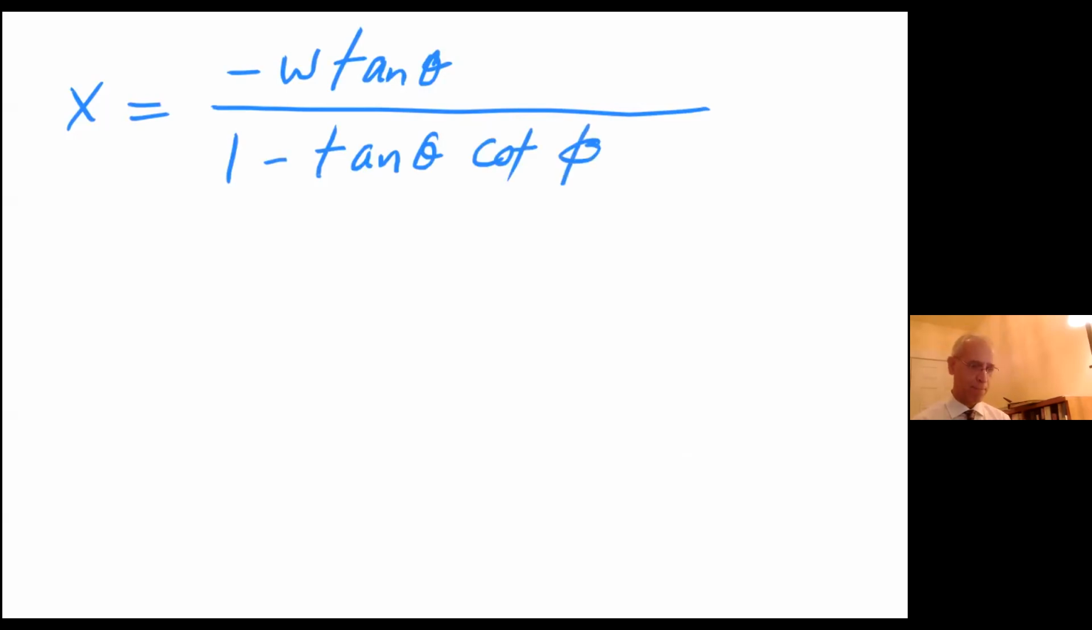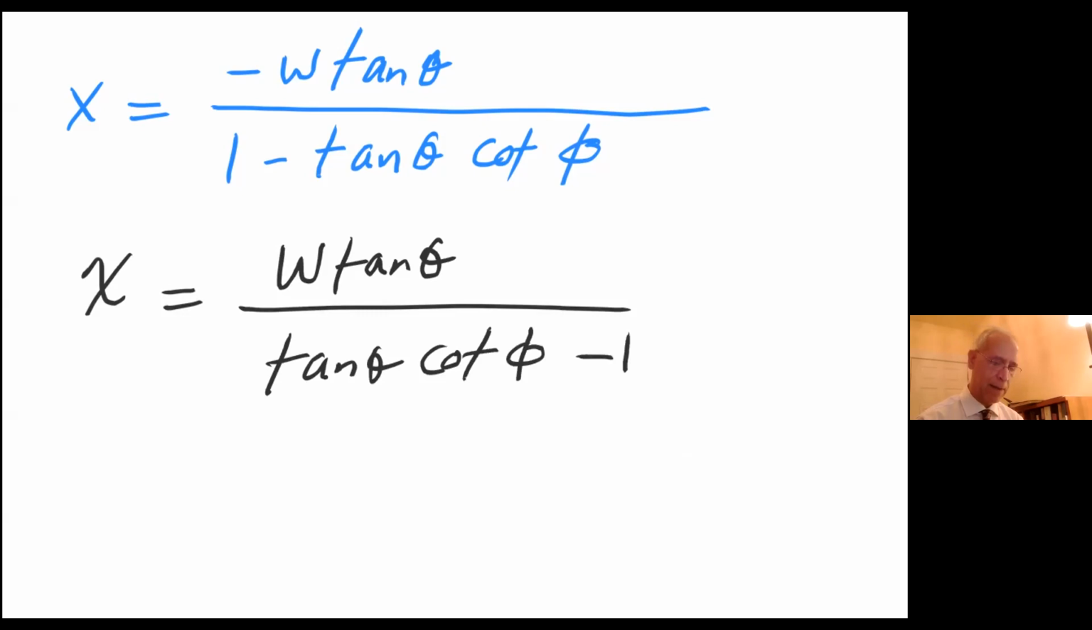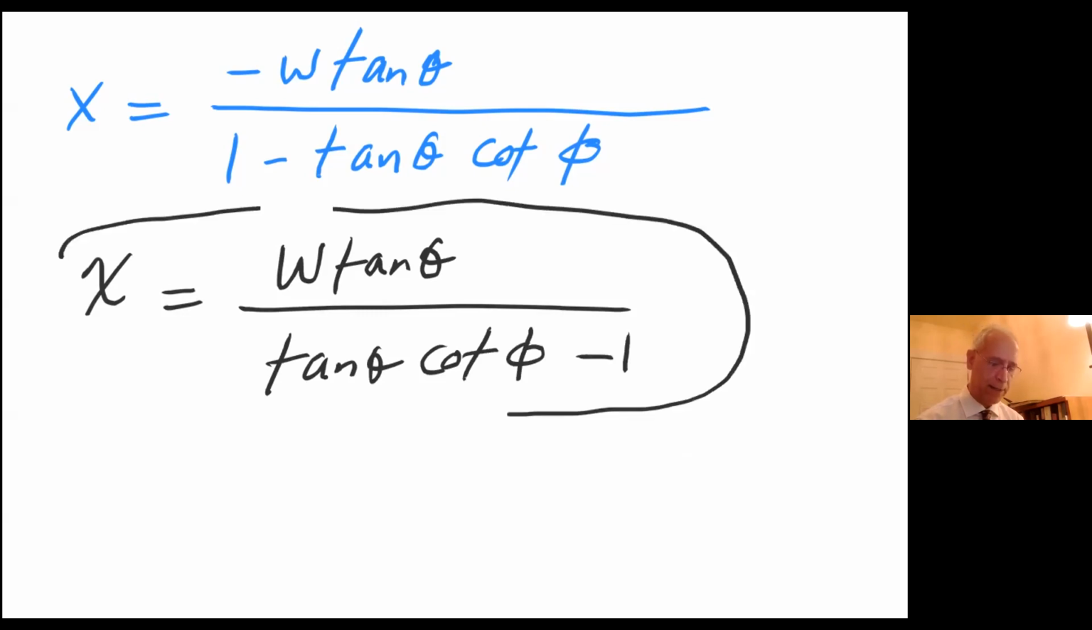Okay. I don't like to have two minuses, so I'm going to multiply the top and bottom of the right-hand side by -1. I will get x equals w times tangent of theta over tangent of theta cotangent of phi minus 1. Okay, and that is the final answer.